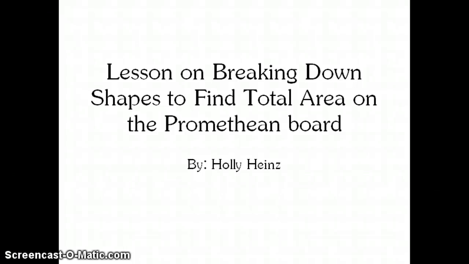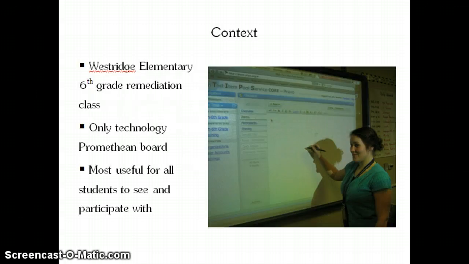My lesson was on breaking down shapes to find the total area, and I did it by using a Promethean board. So I was at Westridge Elementary, and the classroom that I was actually in was a 5th, 6th combination classroom, but for math and most of the other subjects, they would rotate. At the time, there was a 6th grade remediation class, the ones who had taken the area test and not passed. So I was teaching probably about 12 students in the class.